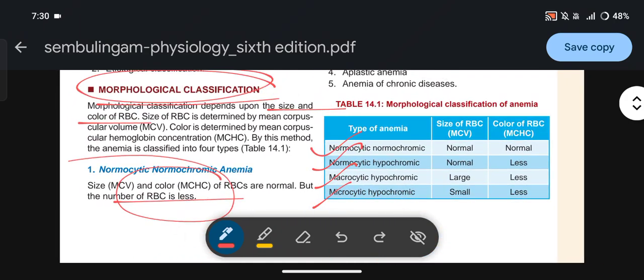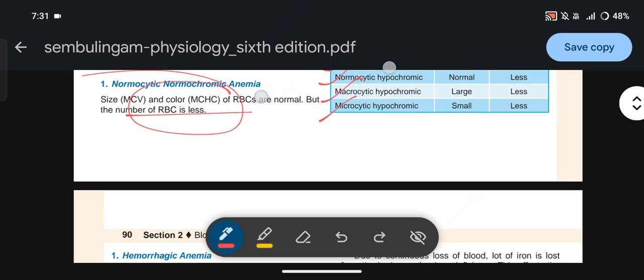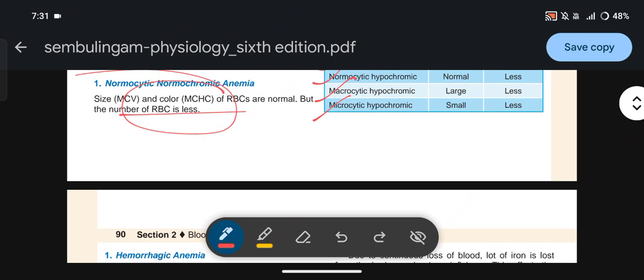The normochromic normocytic anemia you will find in case of accidents, where the blood is lost. In case of that, the RBC count is less, but the MCV and the MCH are absolutely normal.